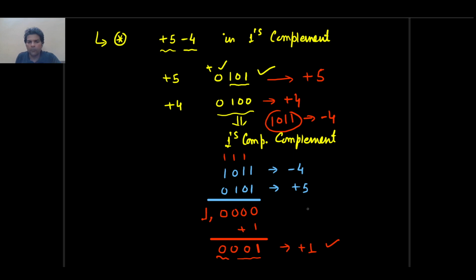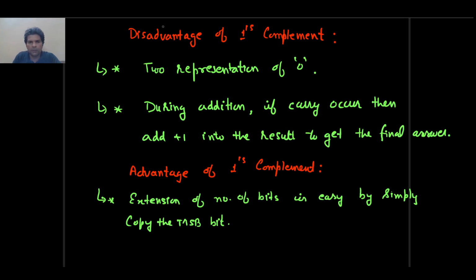Clear? So the point is that two arithmetic operations are required while doing subtraction using ones complement. There is a disadvantage here. The first disadvantage is that there are two representations of 0 in ones complement. And during addition, if a carry occurs, then we add plus 1 to the result to get the final answer.